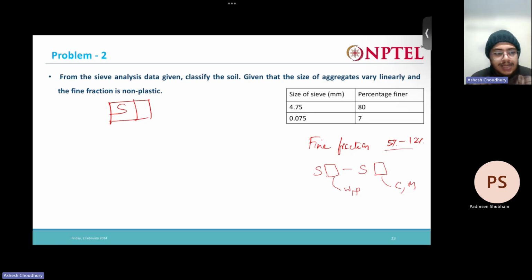So you are saying what? SL, SM? No, not like that. See, the first part will be either W or P. Second part will be C or M. So let us see the first part first. Here it is given that the size of aggregates varies linearly, so there is linear variation of the size. So we can use this data to find out D60, D30 and D10, so that we can calculate Cu and Cc, and find whether it is well graded or poorly graded. So let us do interpolation and find it out.